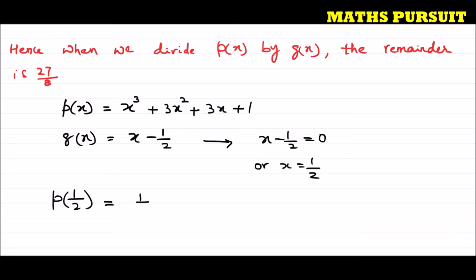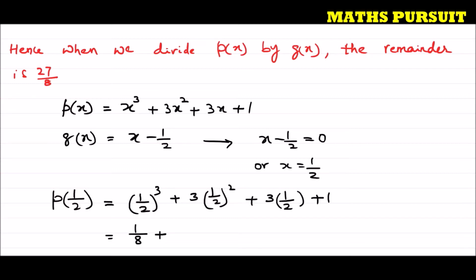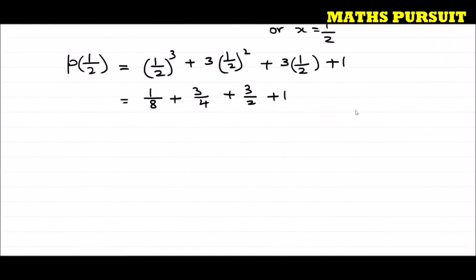p of 1 by 2 is equal to 1 by 2 to the power 3 plus 3 into 1 by 2 to the power 2 plus 3 into 1 by 2 plus 1, which is equal to 1 by 8 plus 3 by 4 plus 3 by 2 plus 1. So we got this one. Now how to solve this easily or quickly? We can see that 8 is the highest number here. Let us make this 8 the LCM.